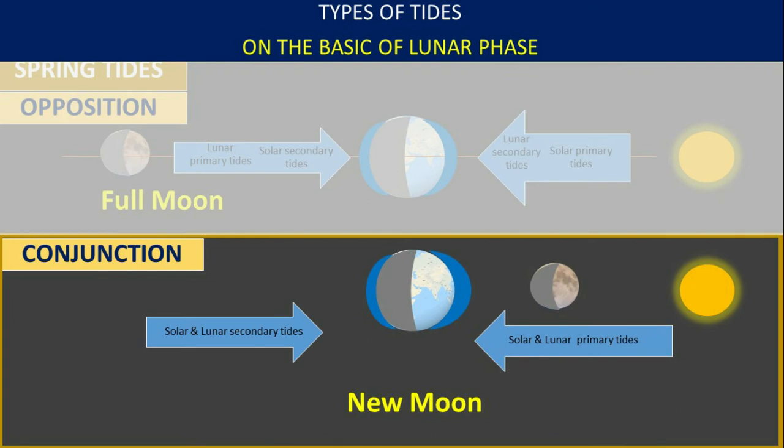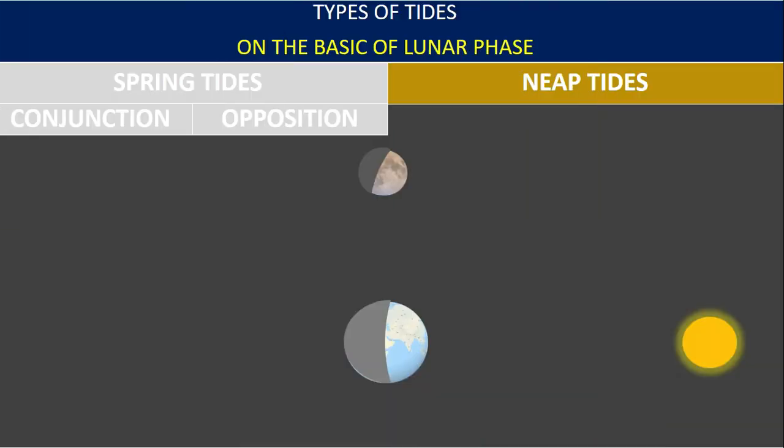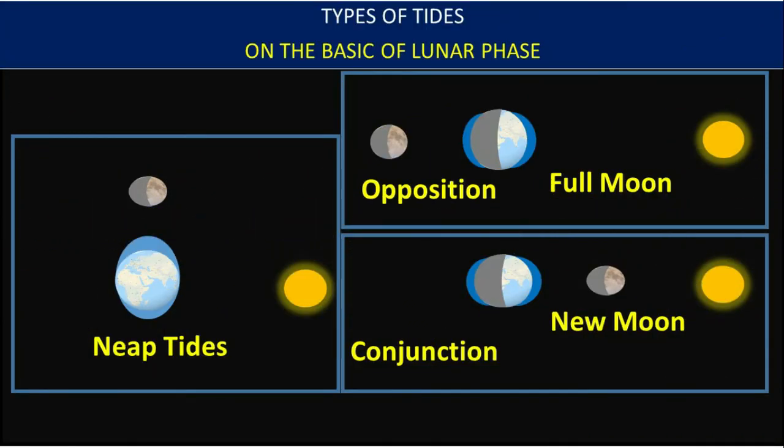After 7 days of spring tide, the sun and the moon are at right angles to each other in relation to the earth. So the gravitational pull of the sun cancels that of the moon. This produces tides known as neap tide, meaning that high tides are a little lower and low tides are a little higher than the average. Those tides were classified on the basis of lunar phase.